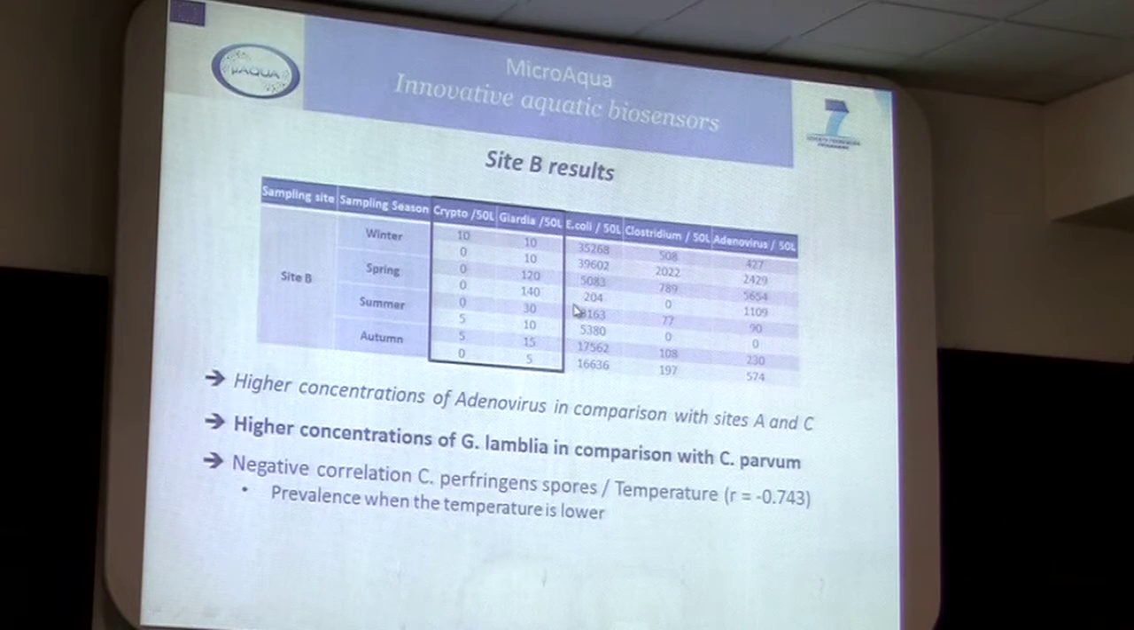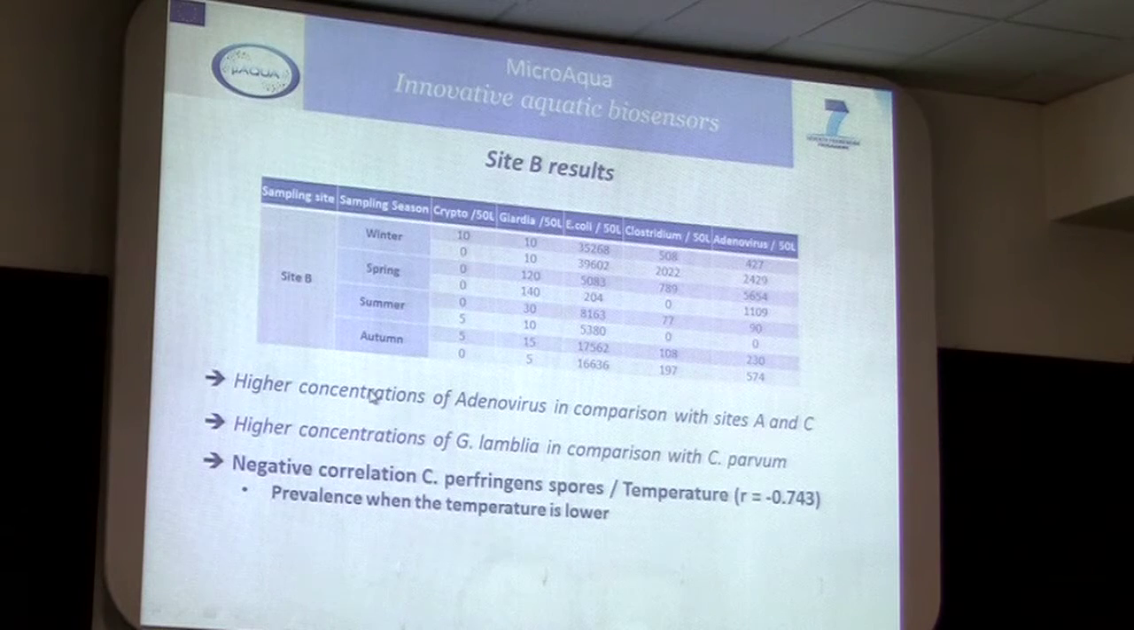Like for site A, we found a higher concentration of Giardia lamblia in comparison with Cryptosporidium parvum, and the statistical tests show a negative correlation between Clostridium perfringens and the temperature, suggesting a prevalence of this bacteria when the temperature is lower.